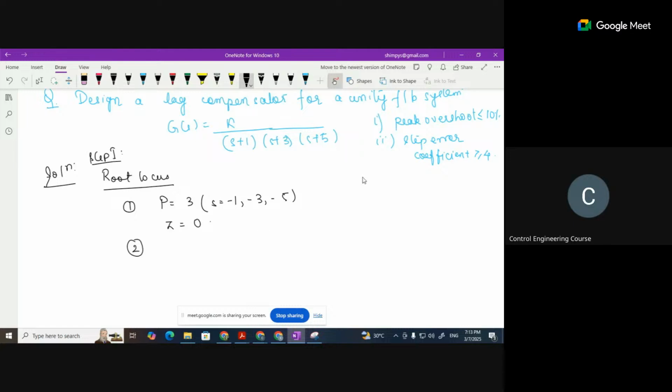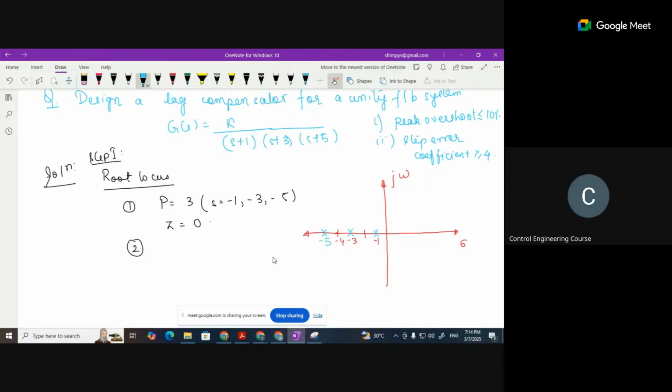So next, let us locate it on the S plane. Here we have a pole at -1, -3, and -5. Have you tried this with MATLAB? No, ma'am. Okay, I'll send you the code. Don't worry.